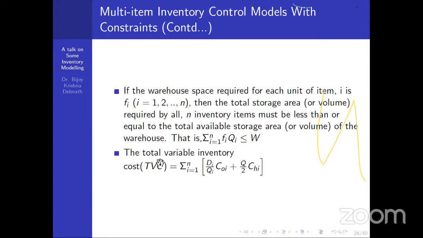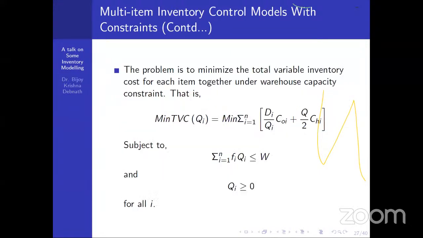And the total variable inventory cost: here you have only the ordering cost and holding cost, as you already know how to calculate these, but here there will be a summation for multi-item. Since there are n number of items, this summation runs from i equal to 1 to n. Clear? Now this needs to be minimized, subject to this constraint, the floor area.